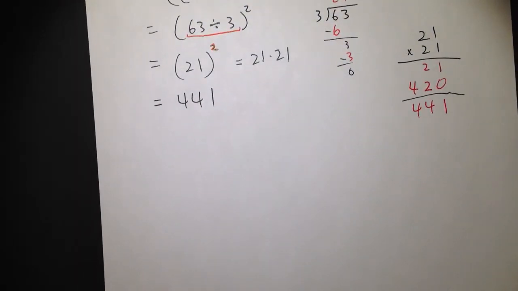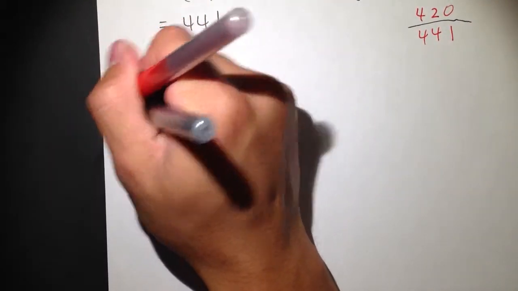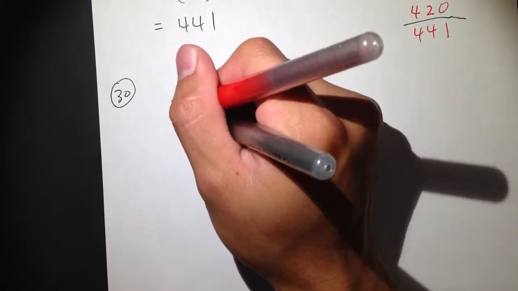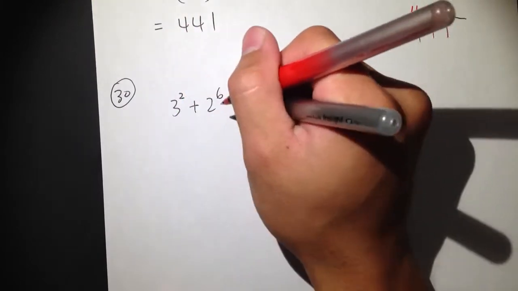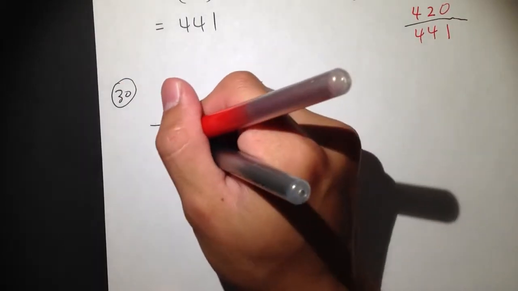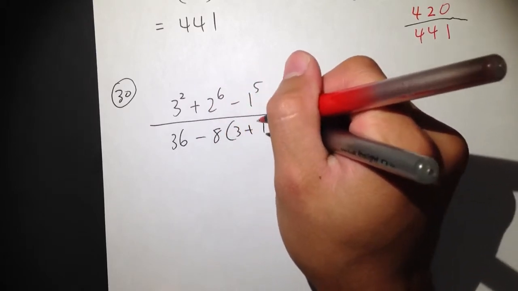Okay, question number 30. I have 3 to the second power plus 2 to the 6th power minus 1 to the 5th power over 36 minus 8 parentheses 3 plus 1. Just like that.